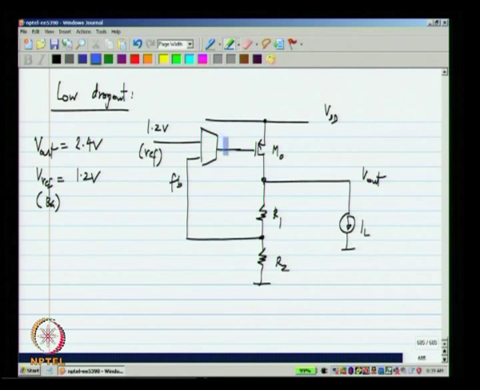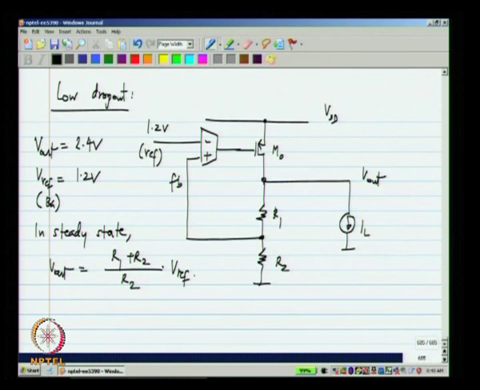So, now the integration is implicit somewhere, basically the gate source capacitance of M naught will integrate the current that is coming out of this transconductor. And if you look at the sense of feedback, you should have this to be plus and that to be minus. So, this is the basic voltage regulator. In steady state, V out will be R 1 plus R 2 divided by R 2 times V ref.